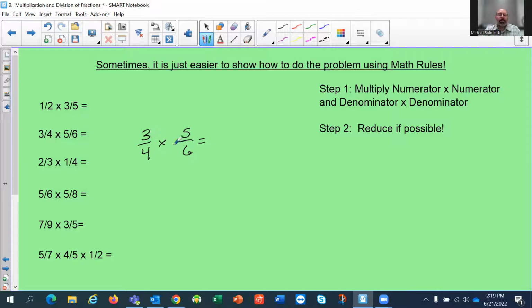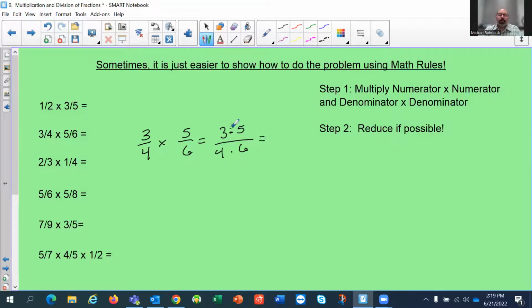Now, in this case, you might notice we have a top number and a bottom number that share a common factor. One way to think about this is that it's really 3 times 5 on top and 4 times 6 on the bottom. What this means is if you have a top number and a bottom number that share a factor, in this case 3, because 3 divides by 3 and 6 divides by 3, you can do that before you multiply. And I'm going to do it both ways.